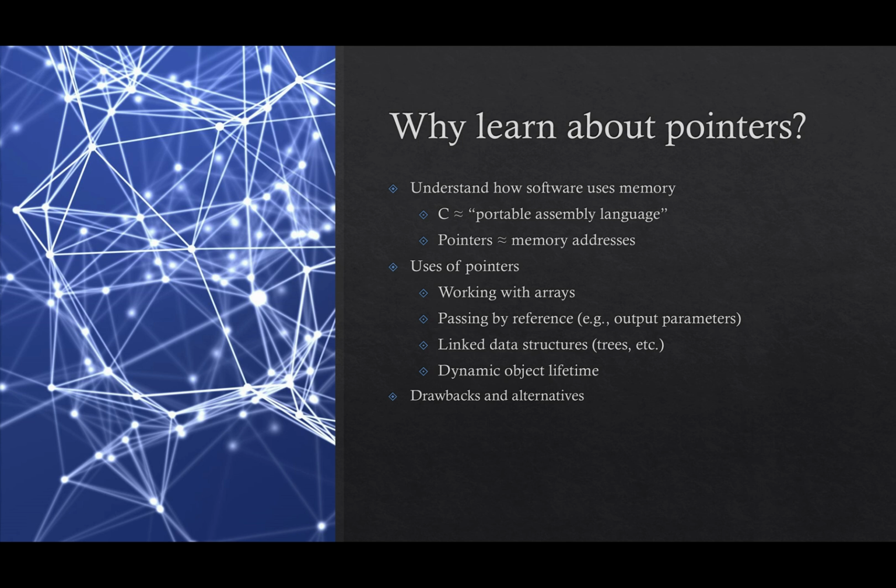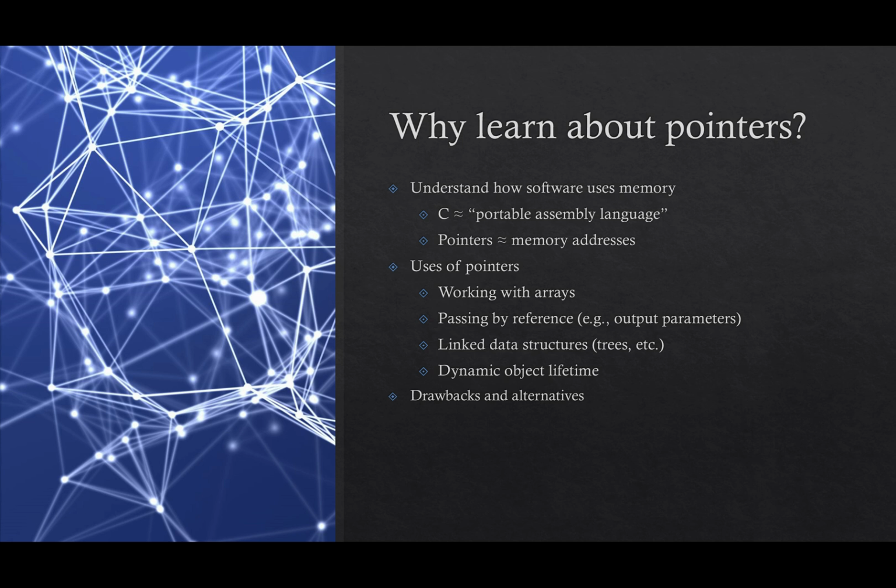Also, anytime you want to pass something by reference to a function in C, you use a pointer. So for example, if you just pass an int to a function, you're passing a copy of the int. But if you want the callee, the function you're calling, to be able to modify the value that you're passing it, you have to pass a reference to that integer, say, and you do that by passing its address. You pass it as a pointer. That's an example of output parameters.